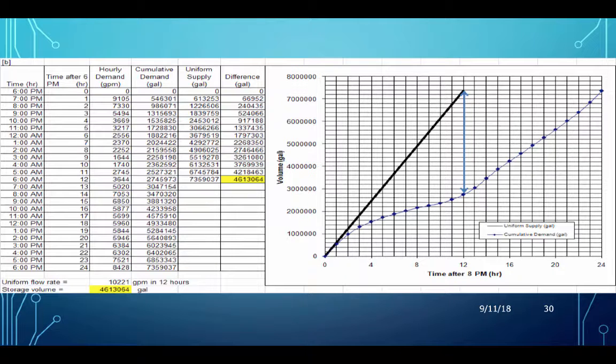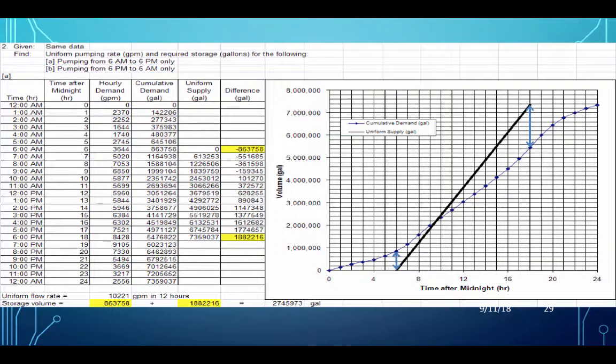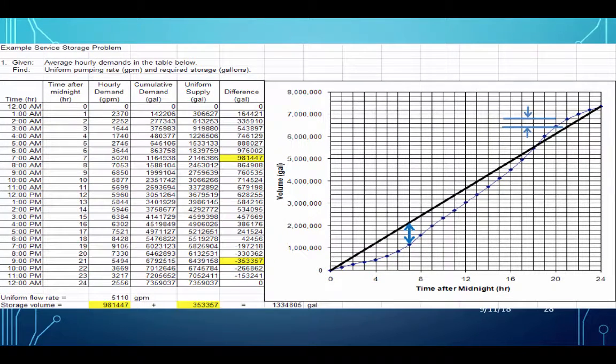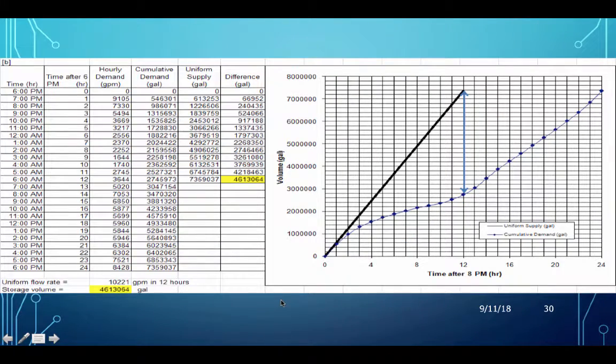And then here's one starting at time 0 and ending at noon, and the only deviation in this case is the last one, the 4.6 million gallons per day. So let's look at those three cases: 4.6 million gallons, 2.7 million gallons, or 1.3 million gallons. So if you can pump for 24 hours, you can pump at a much smaller flow rate and you have smaller storage requirements. If, however, your pumping is limited to a 12-hour interval, it depends on when you start and stop those pumping.